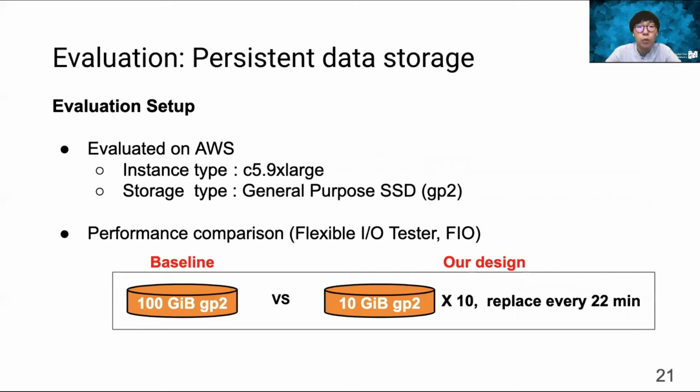As an evaluation setup, we experimented on AWS and attached general-purpose SSD storage volumes to a C5 9xlarge instance to evaluate the performance of our prototype. As a baseline, we used 100 GB of a single SSD volume and measured the baseline performance of the volume. And as the prototype of our design, we used 10 GB general-purpose SSDs and measured the aggregated burst throughput of the volumes, and replaced the old burstable volumes every 22 minutes with new volumes with full burst credits. Lastly, we measured storage performance using the Flexible I/O Tester, FIO tool.